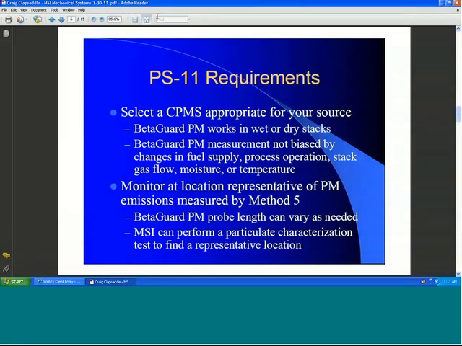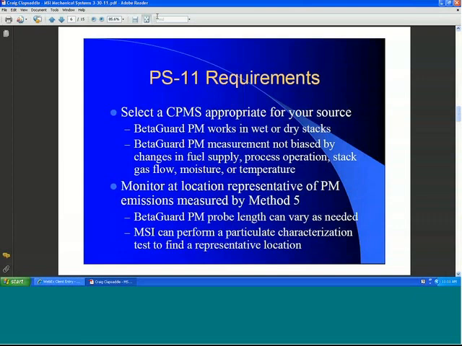PS11 is the performance specification for particulate monitors, and there are quite a few requirements. It's a very detailed performance specification. In the beginning sections of PS11, it's where it tells you, the source owner, what type of instrumentation you're supposed to select, and it's kind of open. It says that you, the source owner, are supposed to select a continuous particulate monitoring system that's appropriate for your source. That leaves a lot open for interpretation.